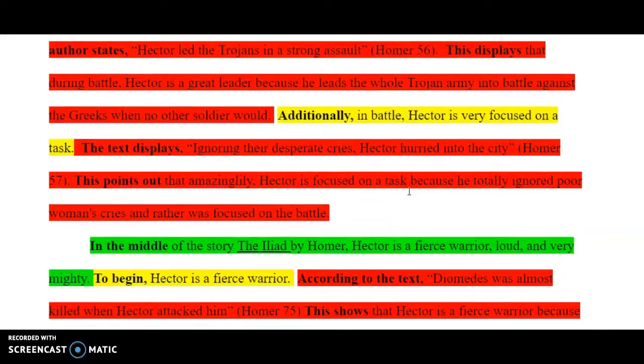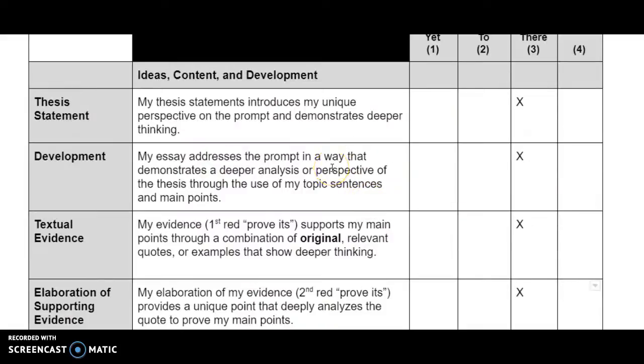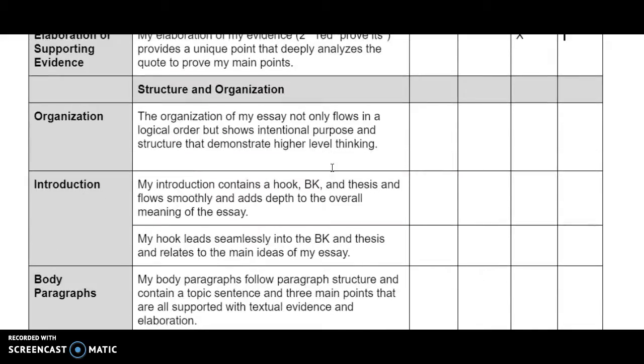If I don't have it, I would add it at this point, okay? All right, so that's going to go ideas, content, and development for us. Next, we have structure and organization. So really making sure we have what we need here.